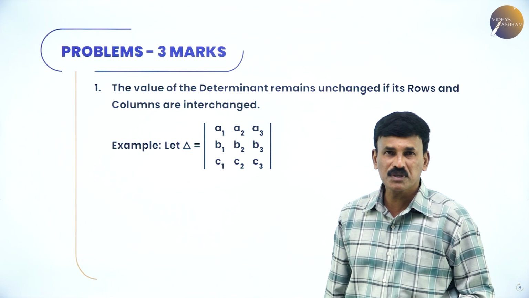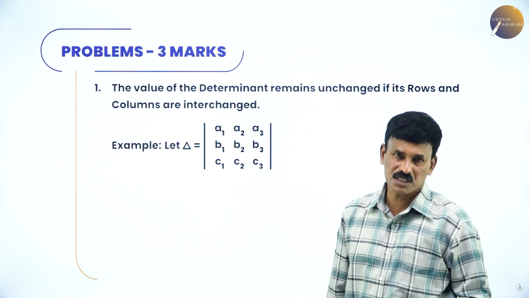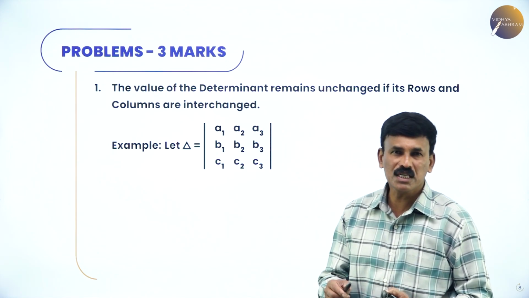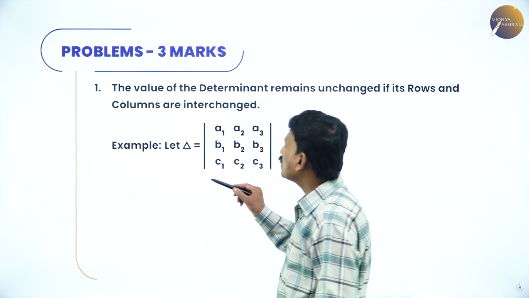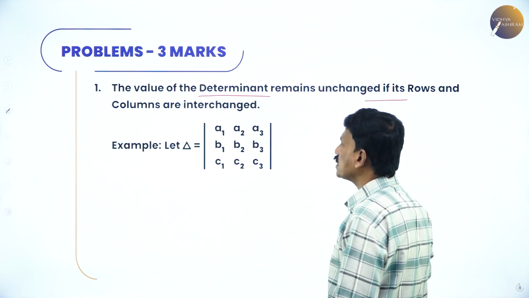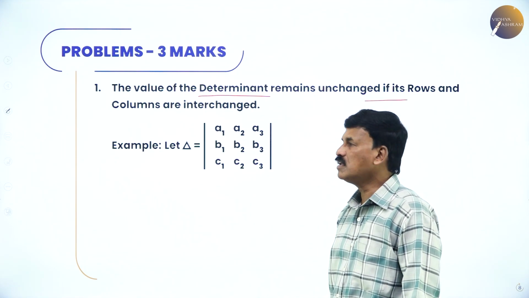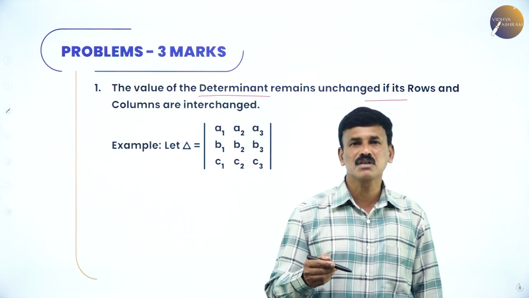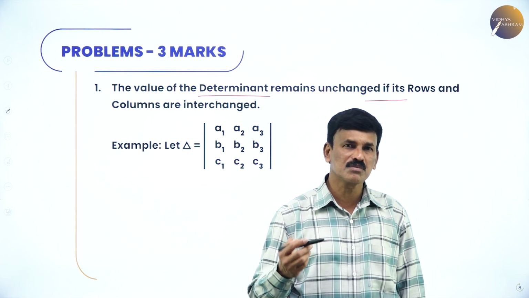Usually you may expect one question from these properties of determinants for 3 marks. Now, there are so many properties. Let me explain a few important properties. The first one: the value of a determinant remains unchanged if its rows and columns are interchanged. The value of a determinant remains the same. The value of a determinant is not altered whenever its rows and columns are interchanged.